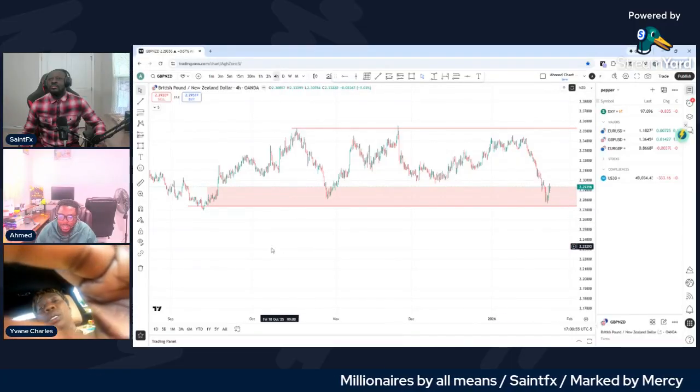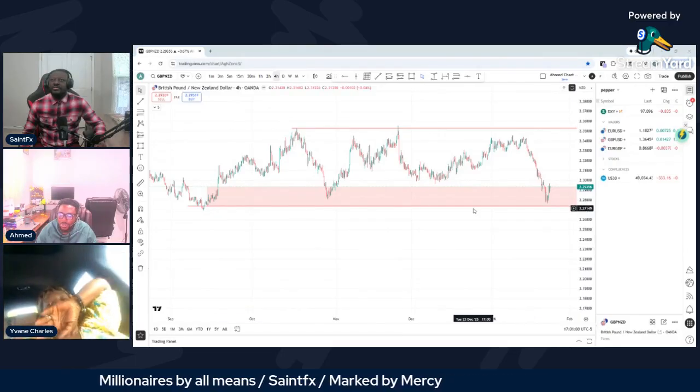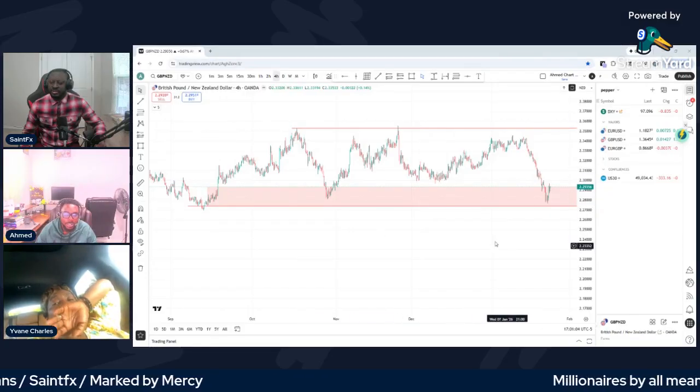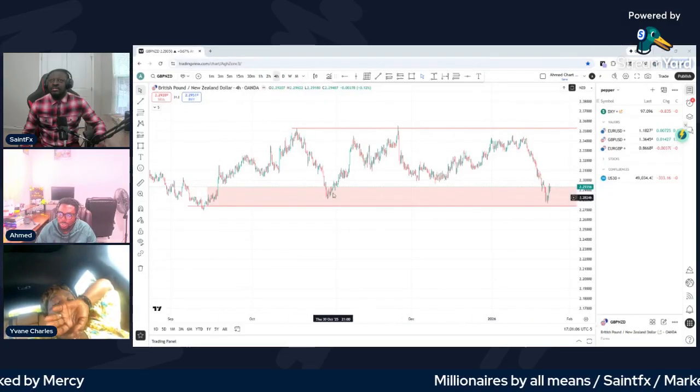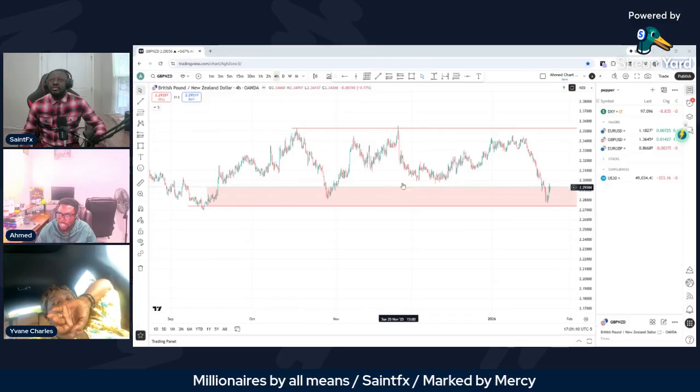There's no trend line here, guys. We cannot draw a trend line here. It's a consolidation. See, it's inside this box. This is a swing low, and this is a swing high, and price has been playing inside here.